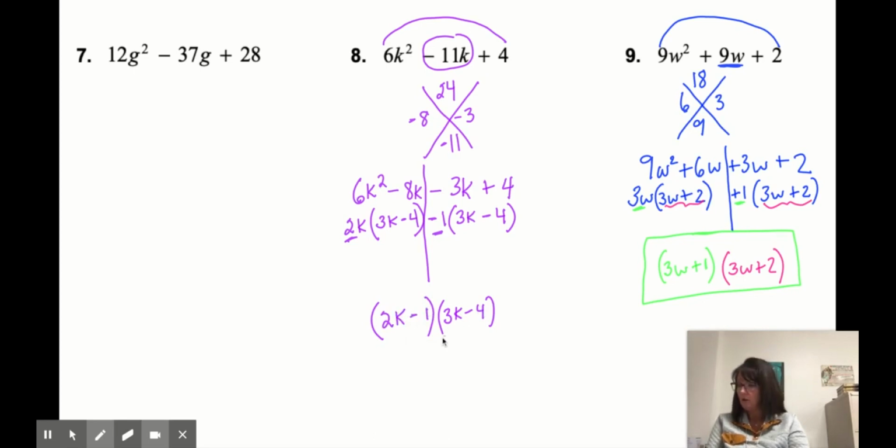And again, you can try these out. So 2k minus 1 and 3k minus 4, it does not matter which order these are in. All right.